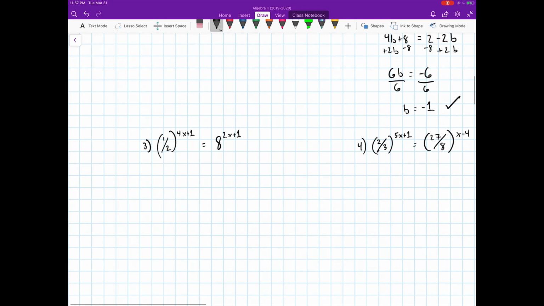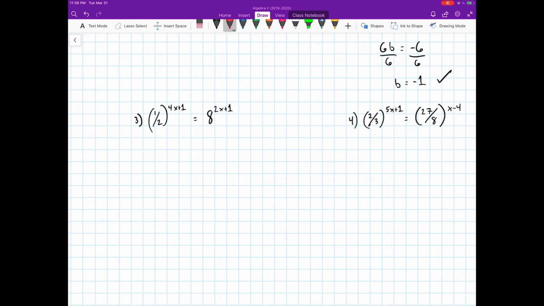All right, so here we are. For number 3, I want to make 1/2 and 8 match. So I'm going to ask myself, how can I rewrite one of these in terms of the other? So how can I make this 1/2?